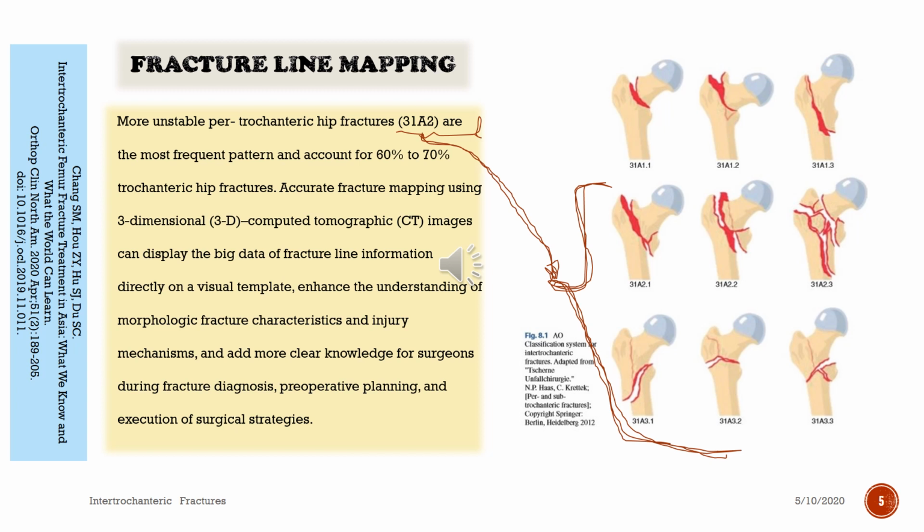Fracture line mapping. More unstable paratrochanteric fractures, 31A2, are the most frequent pattern of fractures and account for 60 to 70% of trochanteric hip fractures.